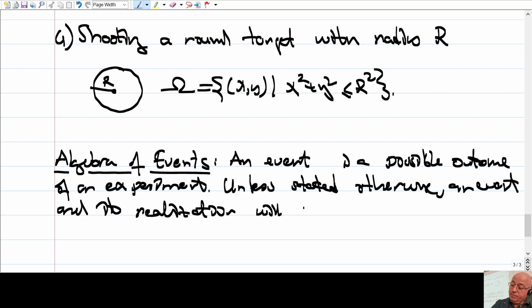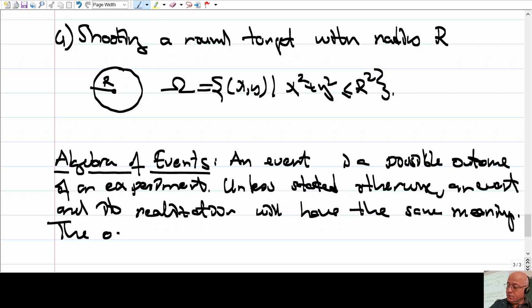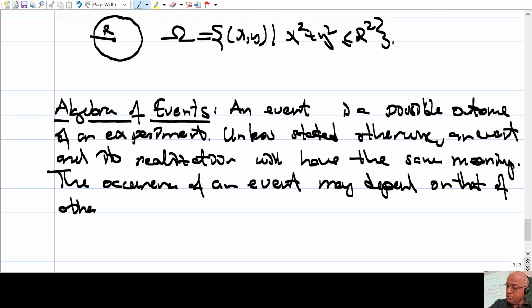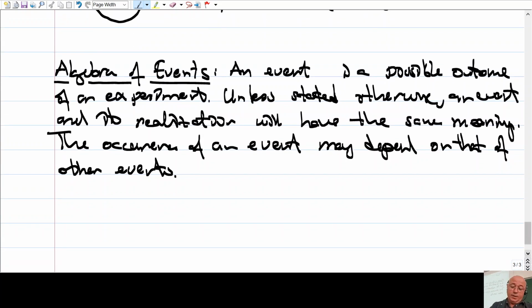We'll have the same meaning. The occurrence of an event may depend on that of other events.